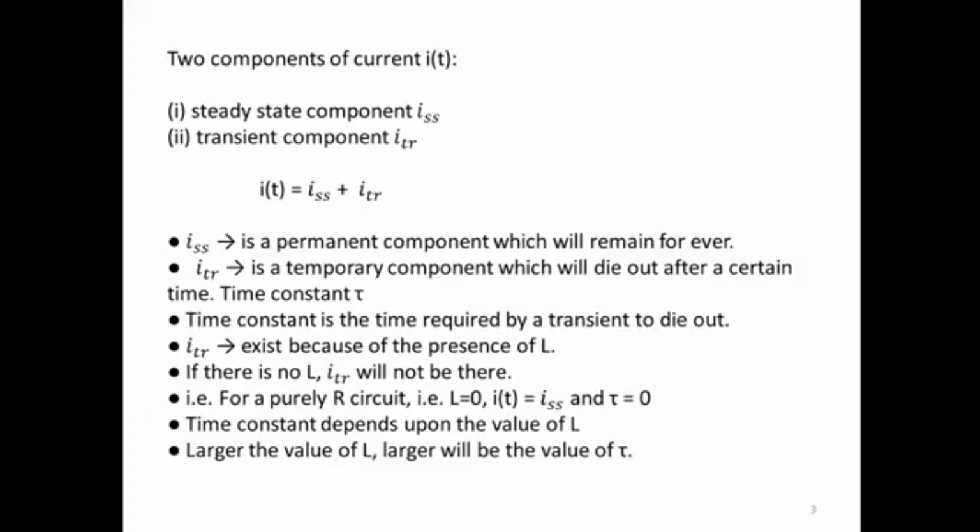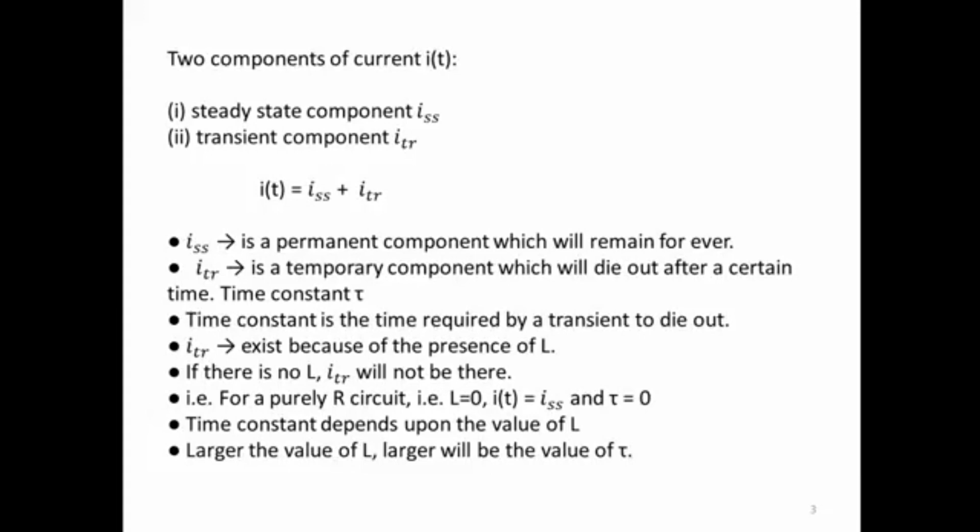What are these? The steady state component is basically a permanent component which will remain as long as the supply is there, whereas the transient component is a temporary component which will die out after a certain interval of time. That time is called the time constant, denoted by tau. Time constant can be defined as the time required by a transient to die out.